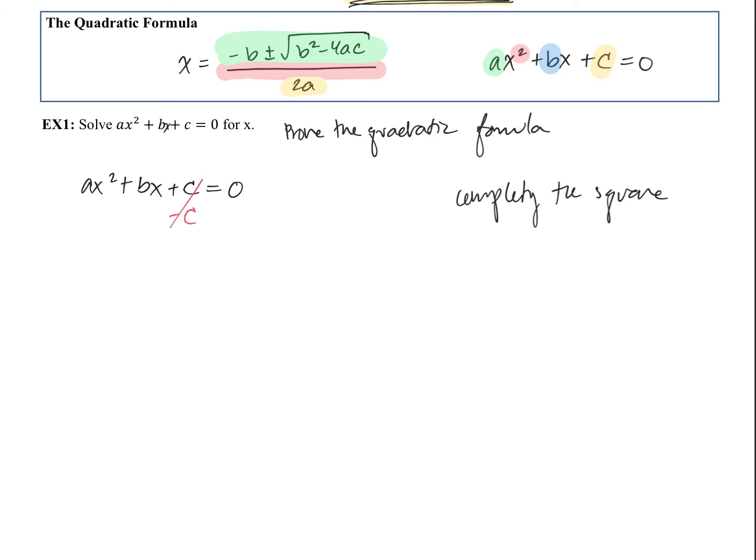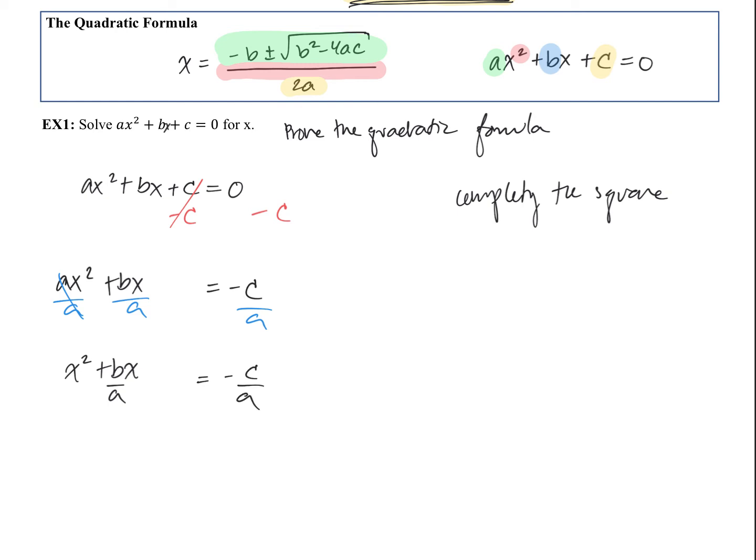We'll subtract c from both sides. So then we have ax squared plus bx equals negative c. And as you recall, we need to have the x squared value by itself, which means we need to divide everything by a. Okay, so then we have x squared plus bx divided by a equals negative c divided by a.